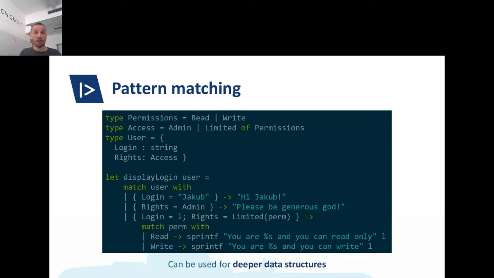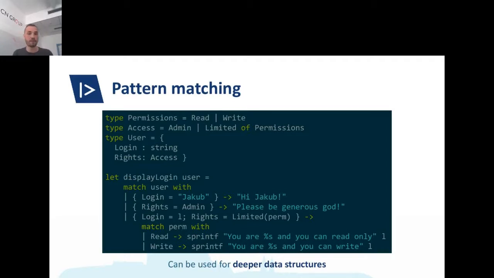And if I want to display hello user, I'll just do again the pattern matching on the user, and I can again look inside the record. So for example, if the login name equals Jacob, then I say hi Jacob. If it's somebody else with rights equals admin, then I say, oh, you're God, please be generous, God. If there's someone who has some kind of login and I don't care, I will just take out the login as an L.